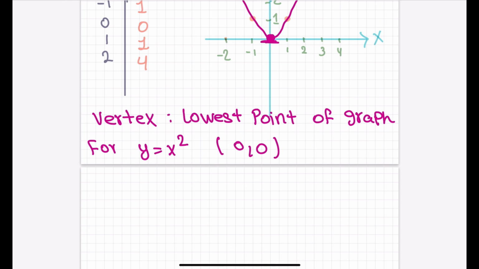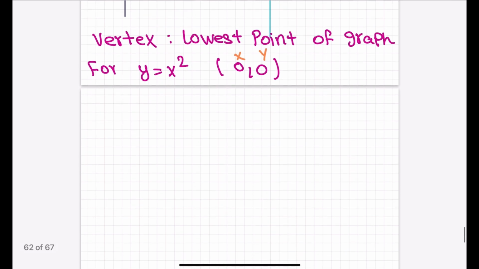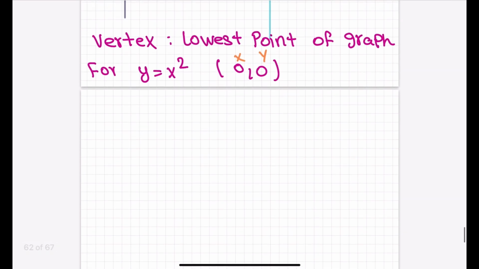And you know why we say 0 and 0? Because this 0 is for x and this 0 is for y. What is the lowest point for our x and what is the lowest point for our y? There's something else, we call it the axis of symmetry. Axis of symmetry, what is it?